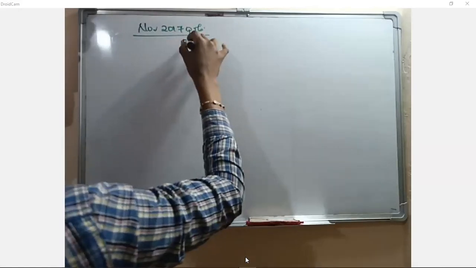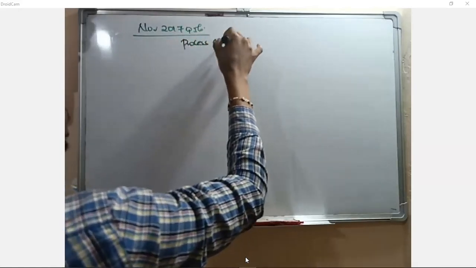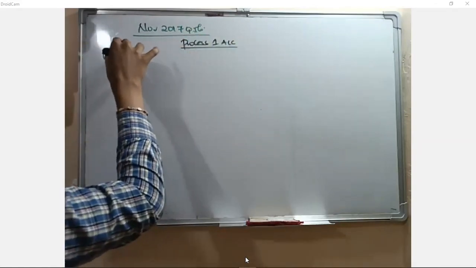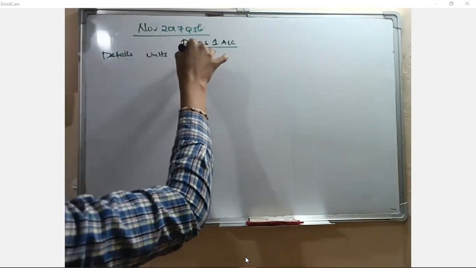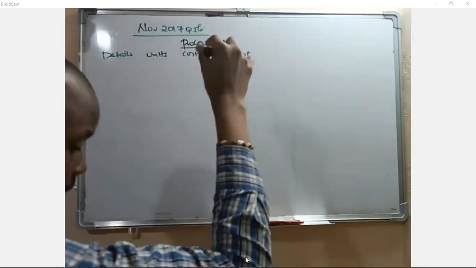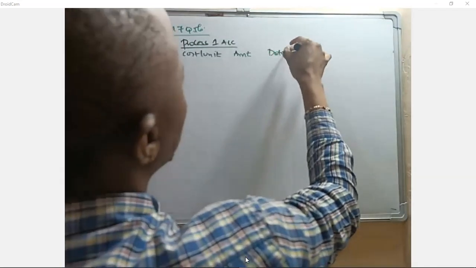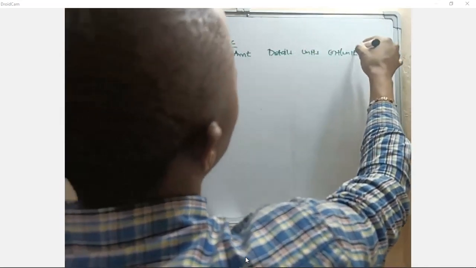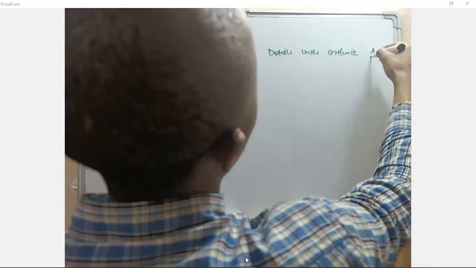In this case, I'm just going to be preparing the process one account. So let me start with the process one account, right? We do process one account. We have details, units, cost per unit, and then the amount.